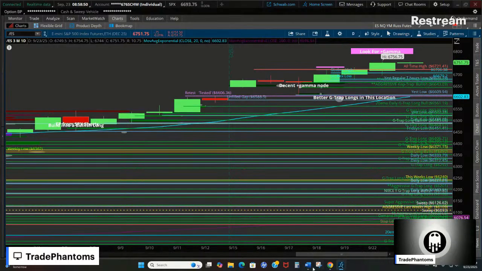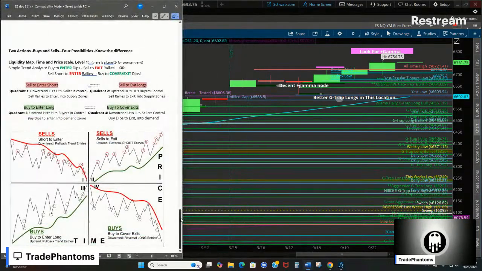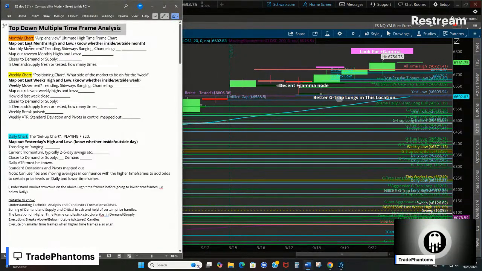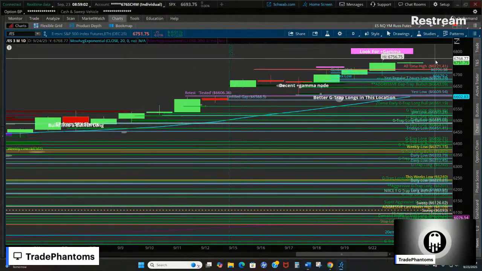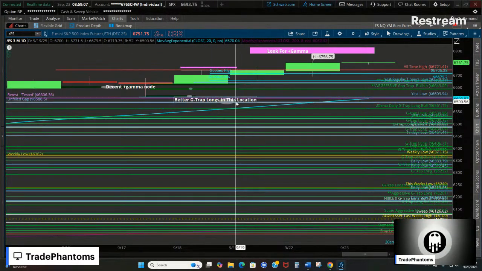As always, as is on the document, one of the first things you want to do is map out last month's high, last month's low. That's pretty far away from now. It's September 23rd. Last week's high, last week's low, and of course yesterday's high and yesterday's low. So super important there.